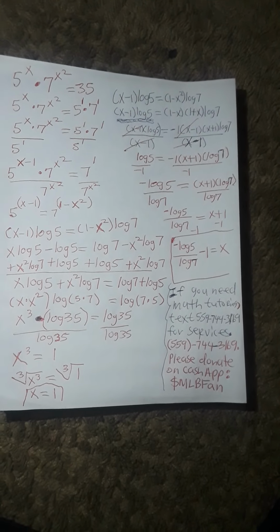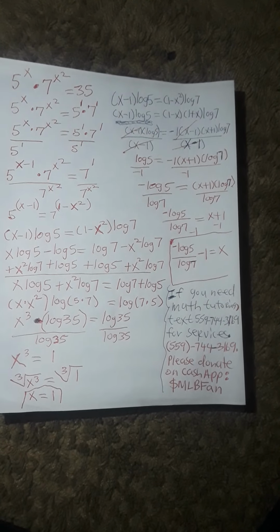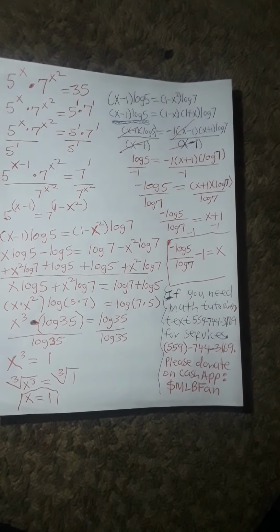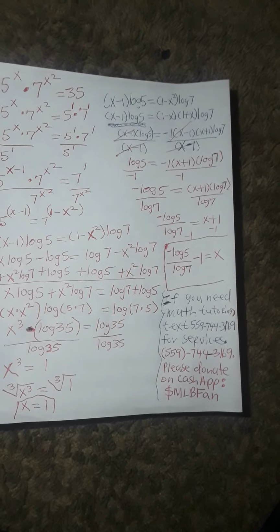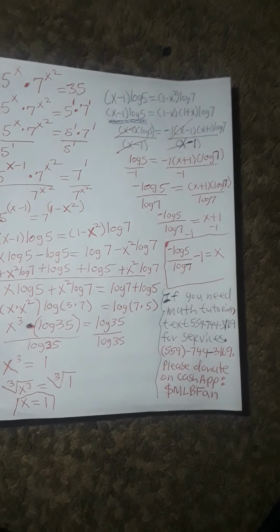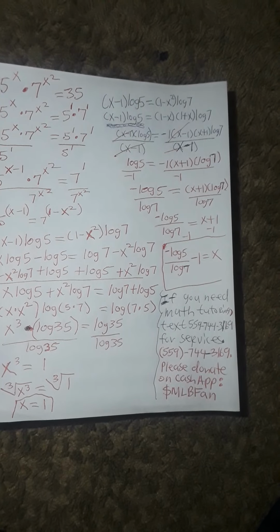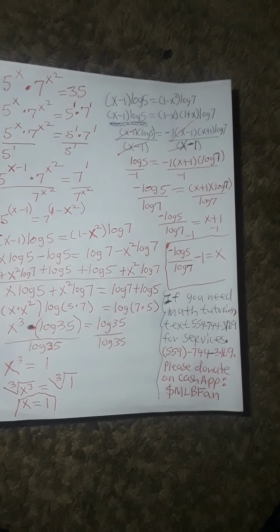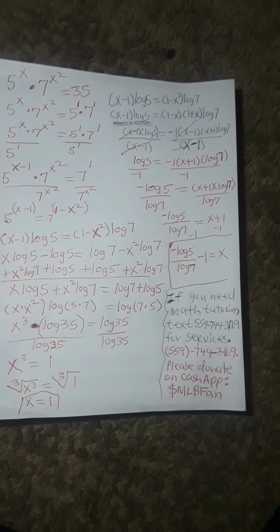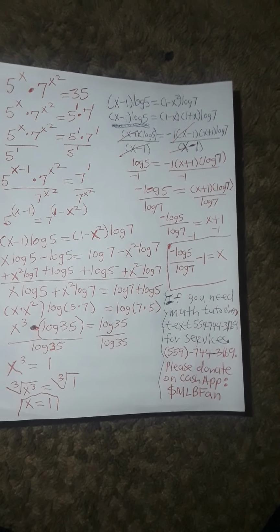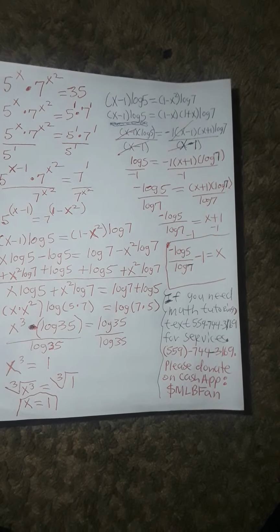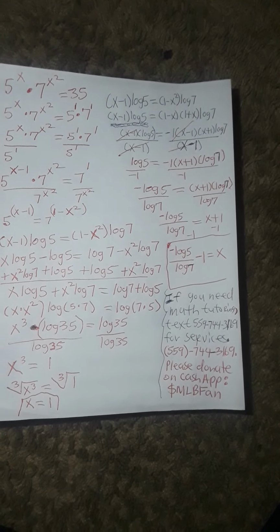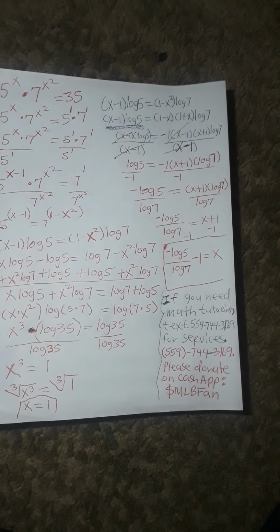Now we must bring back the equation of x minus 1 log 5 is equal to 1 minus x squared log 7 to get the other solution. So x minus 1 times log 5 is equal to, when we use the difference of squares when factoring, 1 minus x squared, in terms of 1 minus x times 1 plus x times log 7.